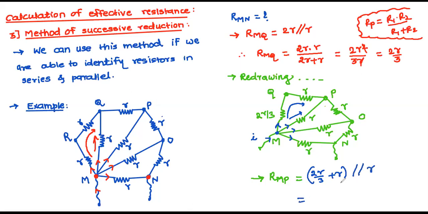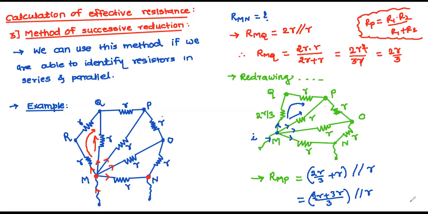So first we will find out how much it will be: 2R plus 3R divided by 3 is in parallel with R. Got it? Yes. 2R by 3 plus R is in parallel with R. Why? These two are in series. If these two are in series, then we are adding. So that's why I have added 2R by 3 plus R here. And this is in parallel with this. So let's find out now this RMP.